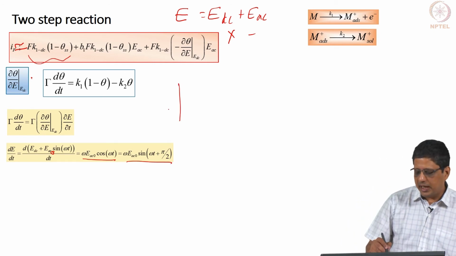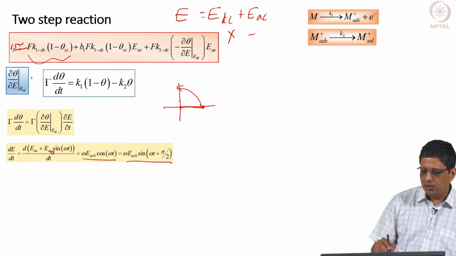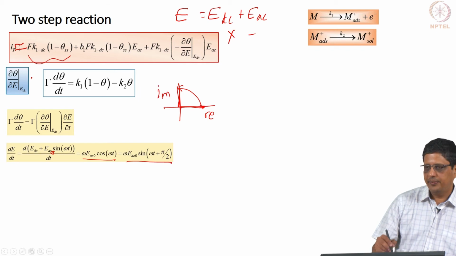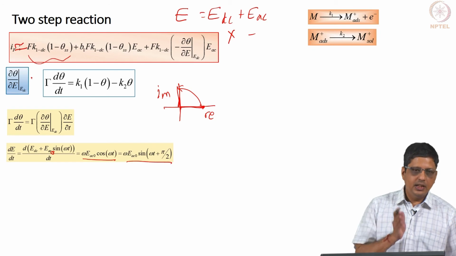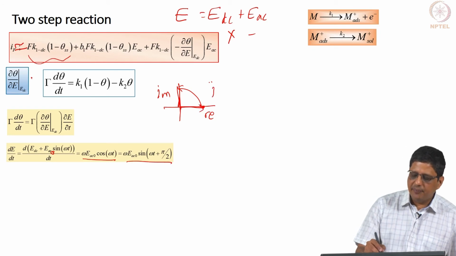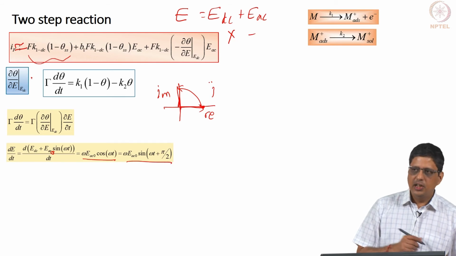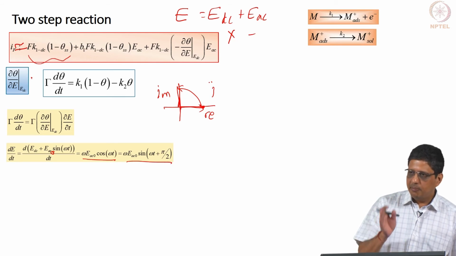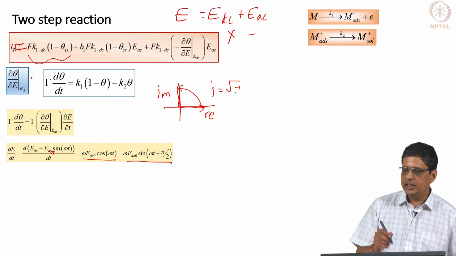Now, in a complex plane, if this is a vector, a phase offset of pi by 2 pushes it up, where this is real, this is imaginary. So, one way to write that is, if you multiply a number by j, it is causing rotation by 90 degree in the complex plane. If you give any complex number, multiply by j, where j is of course the square root of minus 1, it is going to be equivalent to rotating that with this origin as the center.